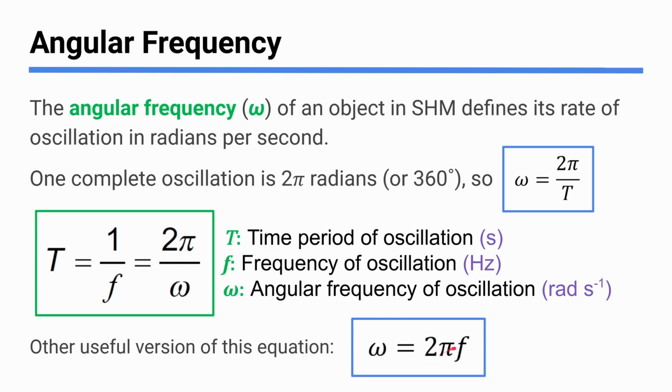And this one I think is pretty good to think through what it means. So frequency is how often you're oscillating in cycles per second. And we're saying there's 2 pi radians in a cycle. So I'm multiplying 2 pi radians per cycle by my cycles per second to get radians per second as like a rate of oscillation.